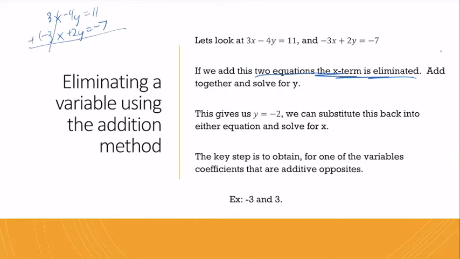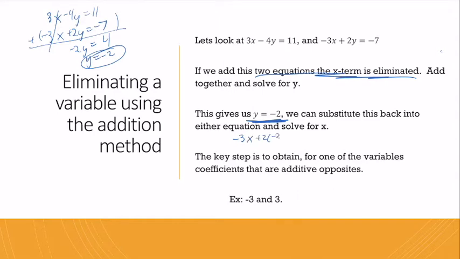So the two 3x's would cancel. I'm adding these together. Negative 4y plus 2y would give me negative 2y. 11 minus 7 would give me a positive 4. So I get y equals negative 2. Now that I have that y equals negative 2, I can substitute back into either equation and solve for x.